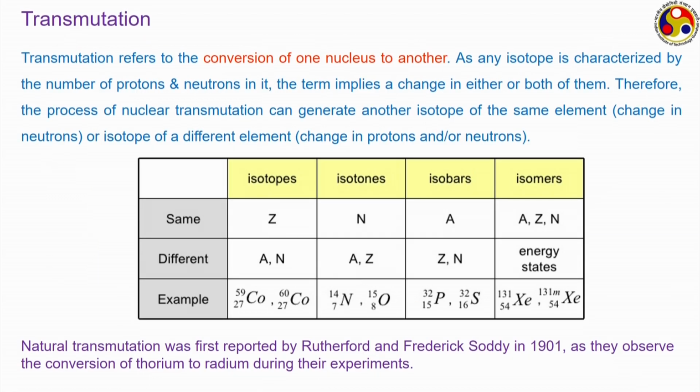And now we have a new term, that is transmutation. Transmutation refers to the conversion of one nucleus to another by a radioactive reaction. Whenever one parent nucleus gets converted to a daughter nucleus, that particular phenomenon we term as transmutation. Now, transmutation can be of different kinds. We know that any isotope is characterized by the number of protons and neutrons in it. So whenever there is a change either in the number of protons or in the number of neutrons, or maybe both, that definitely is a transmutation.